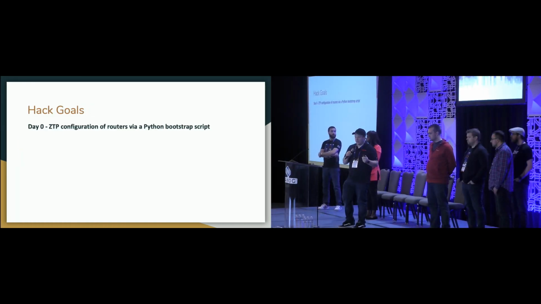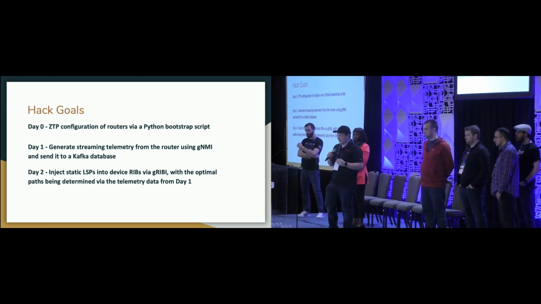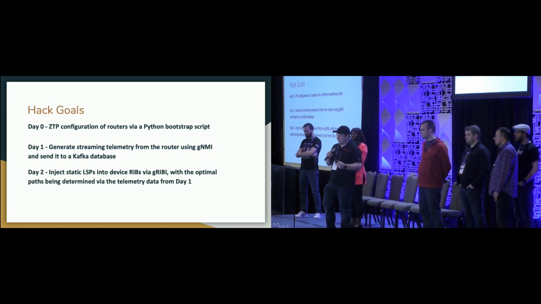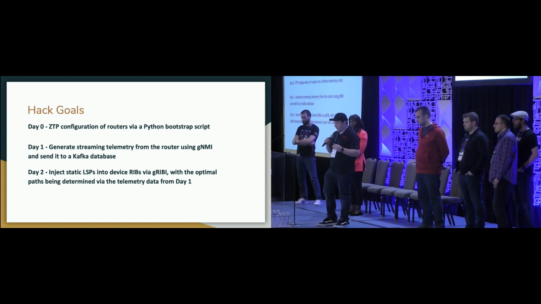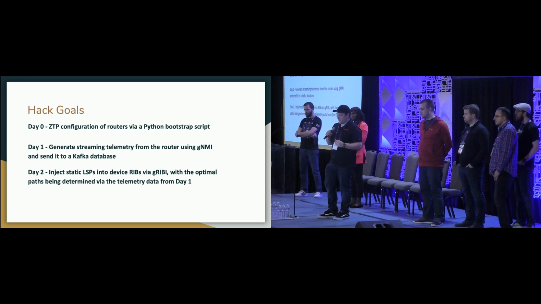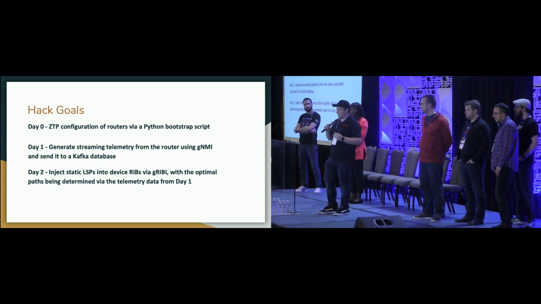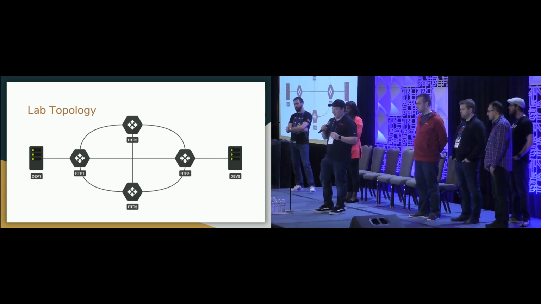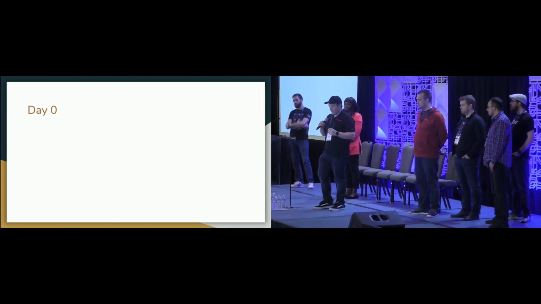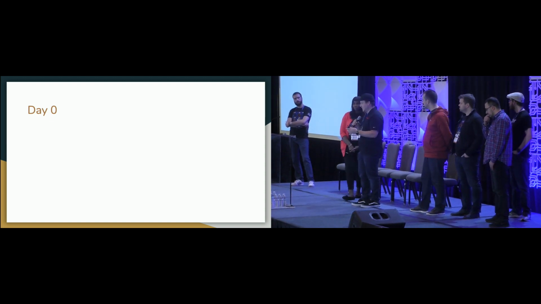And so we've already gone over the hack goals, which was the day zero with the ZTP configuration to generate streaming telemetry and updating an Ansible playbook to work for that, and then to inject LSPs into the devices to try to manipulate the traffic based on the telemetry that was being received. Again, just a recap on the topology. So I'm going to hand it off to Mercy, and she's going to talk about the goals of the Day Zero group.